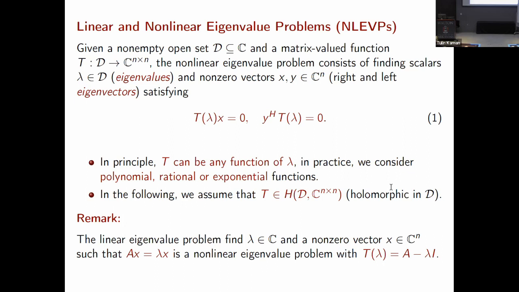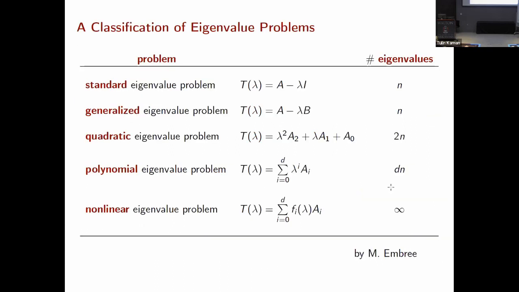It can be any polynomial of lambda. It can be a rational or exponential function, or any other exotic matrix valued function of your choice. In the following, for simplicity and also for the purpose of having some theoretical foundations, we'll assume that it's a holomorphic function. And as I said, the linear eigenvalue problem is just a very particular case of the nonlinear eigenvalue problem.